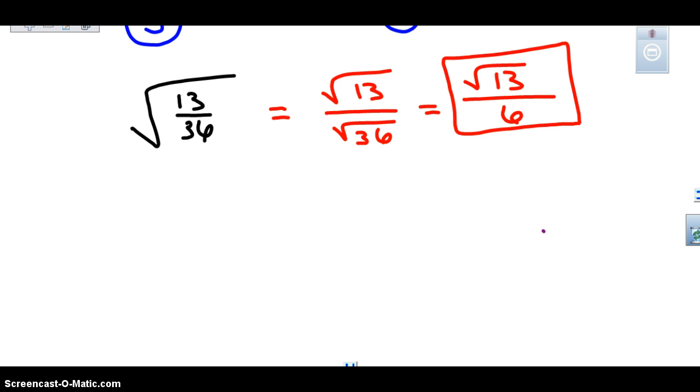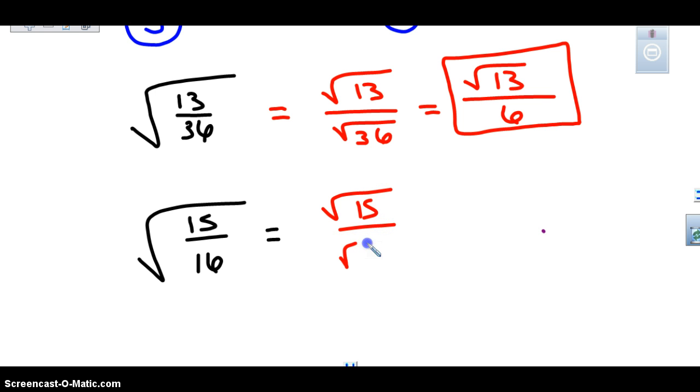Let's say we have the square root of 15 over the square root of 16. Same thing. We get the square root of 15 over the square root of 16. This is equal to the square root of 15 over 4.